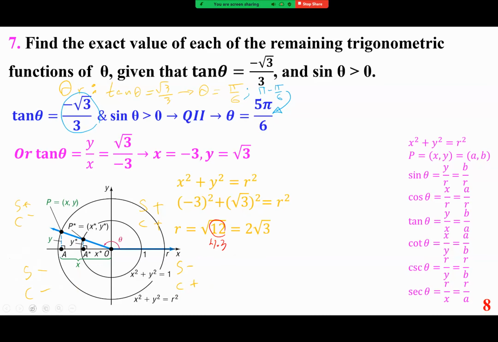because 4 times 3 is 12. The square root of 4 gives us 2 square root of 3. We have those values. And so sine becomes square root of 3 over 2 square root of 3, or 1/2. That's y over r. Okay, everybody, y over r. I hope everybody is fine with that. It becomes 1/2.